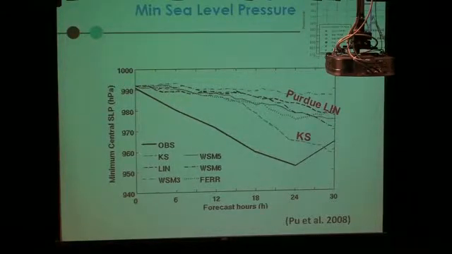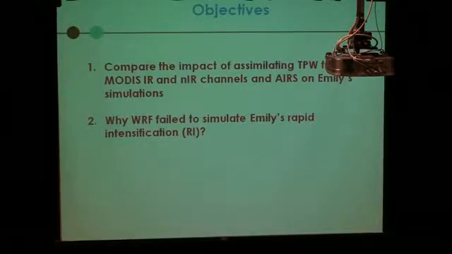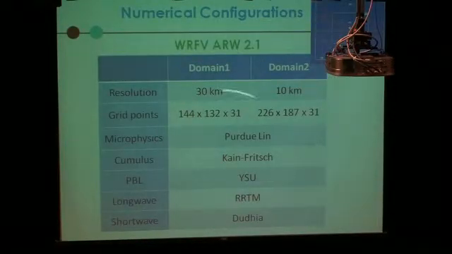Okay, so this is what they get. And Purdue, this is a scheme we took from Purdue. I put it in the WRF model. Actually, this is the very first one I put in the WRF model. So I'm kind of interested in this one, and we put it into the simulation, and it's really weak in her case. So let's see what I want to do. Here, we want to compare the results of assimilating different total precipitable water, and we also want to see why the model fails to simulate Emily's rapid intensification. What's the reason?